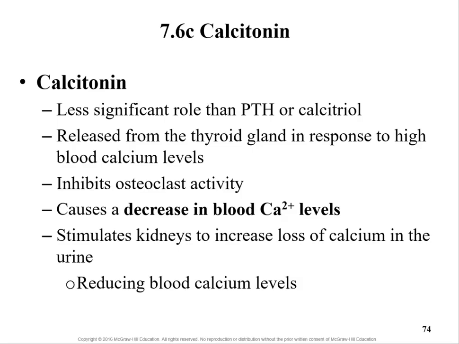Calcitonin plays a less significant role than PTH or calcitriol. It is released from the thyroid gland in response to high blood calcium levels, and it inhibits osteoclast activity. This is going to cause a decrease in blood calcium levels. This also stimulates kidneys to increase the loss of calcium in the urine, so this reduces blood calcium levels as well. So calcitonin basically comes in when the blood calcium is too high and it stops the osteoclasts and tells the kidneys to waste calcium.